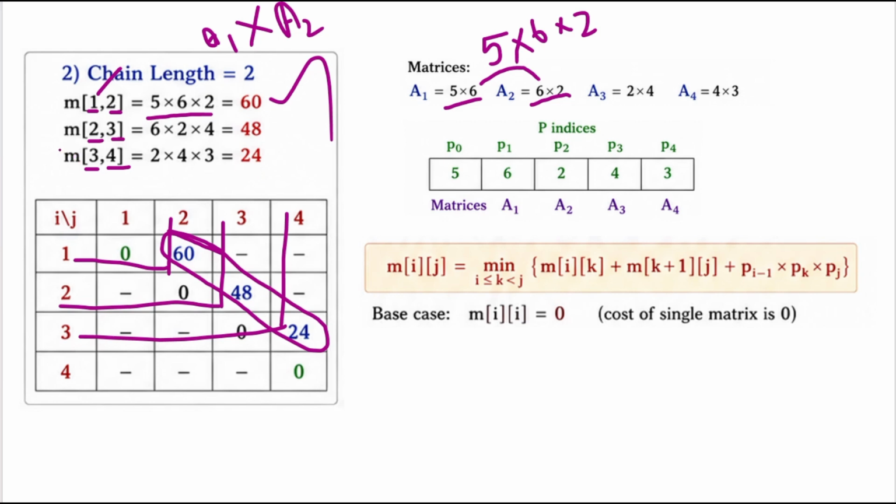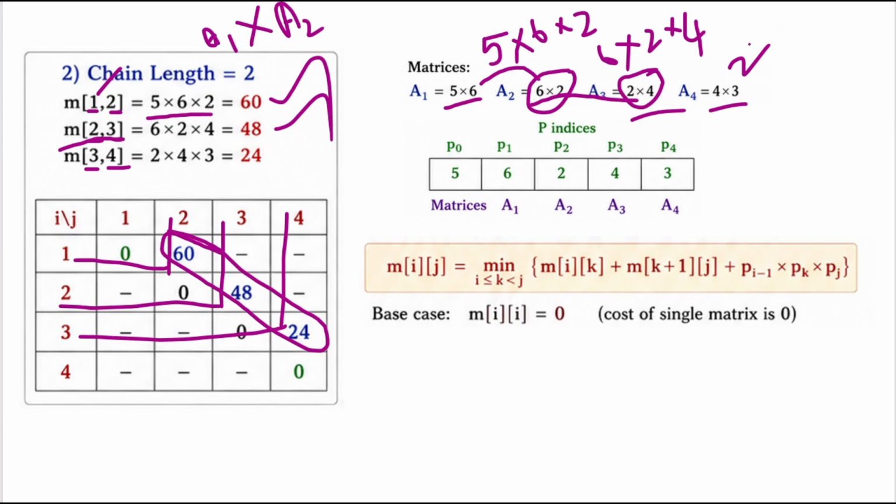Then find matrices 2 and 3. Here this is matrix A2 and this is matrix A3. Then how to find the scalar multiplication? 6 into, what is the common value here? 2, right? So 6 into 2 into 4, right? The value is 48. Then here, 3 with 4: the value is 2 into the common value 4, 2 into 4 into 3. Likewise we find the number of scalar multiplications needed for every matrix chain multiplication.